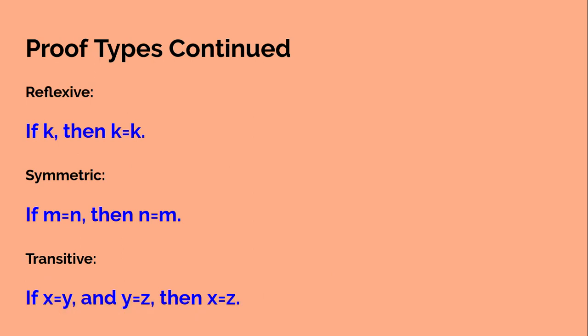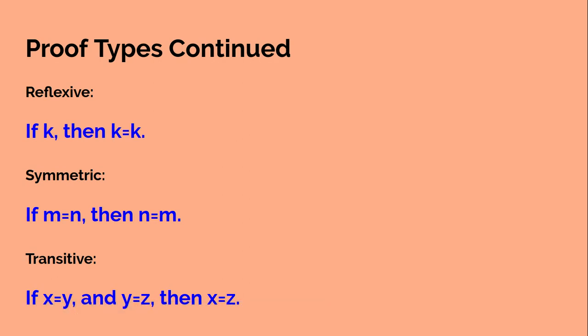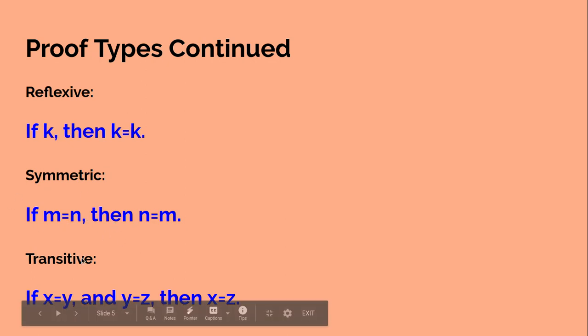Reflexive is if there is k, then k equals k. Well, that's just kind of a pointless thing, because obviously, if it's k, then it equals itself. But that's all that is. Symmetric, if m equals n, then n equals m. That's kind of a hard thing to say, but it's pretty much like the commutative property, and you can just switch it and it's the same.